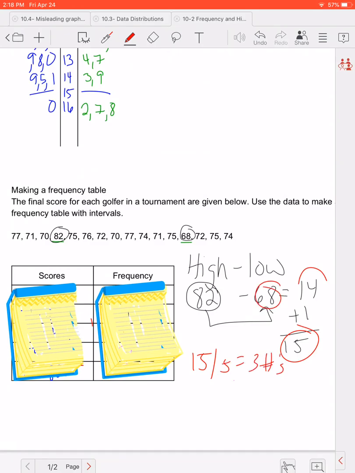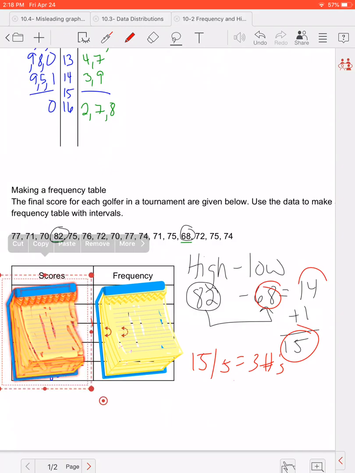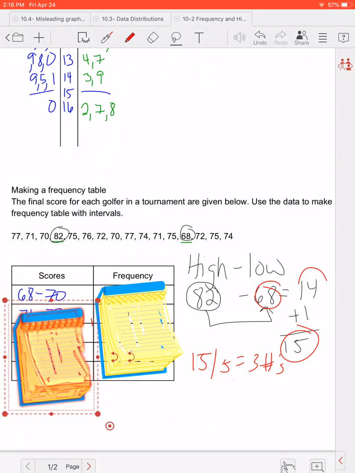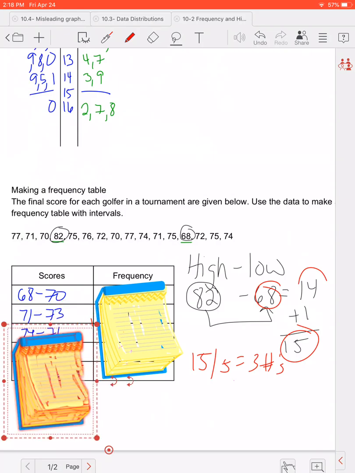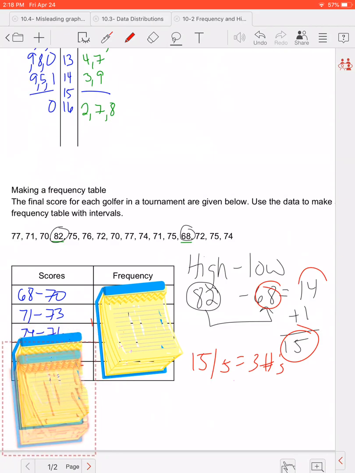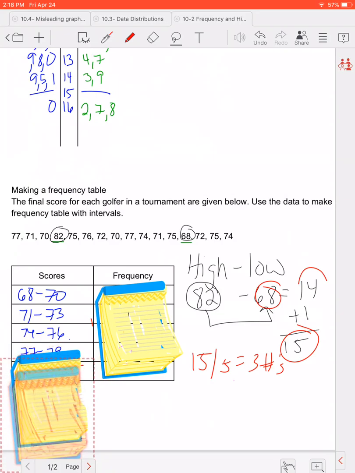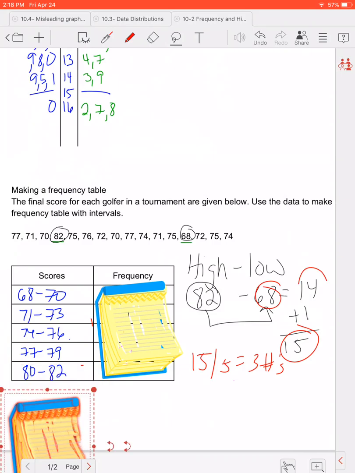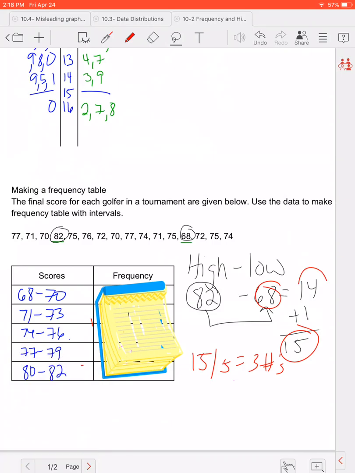So what I'm going to do is start at my smallest number here, okay? And so I started at 68, and I'm going to have 3 numbers in that range, so 68, 69, and 70. I'm not adding 3 to 68, I'm saying there are 3 numbers within that range. And then the next one would be 71. And then I have 3 numbers, so 71, 72, 73. Then 74, 75, 76. 77, 78, 79, sorry. And then 80, 81, 82. What's nice is we have our lowest number to our highest number.